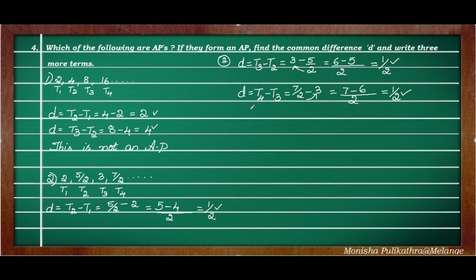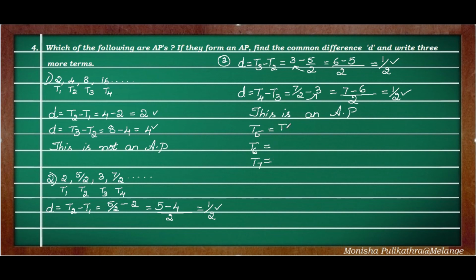If the common difference is constant, then this sequence is an AP. Okay, this is an AP. So if it is an AP, the question says to write the next 3 terms. We need to find out the next 3 terms. T4 we already have. Next we need to find T5, T6 and T7.